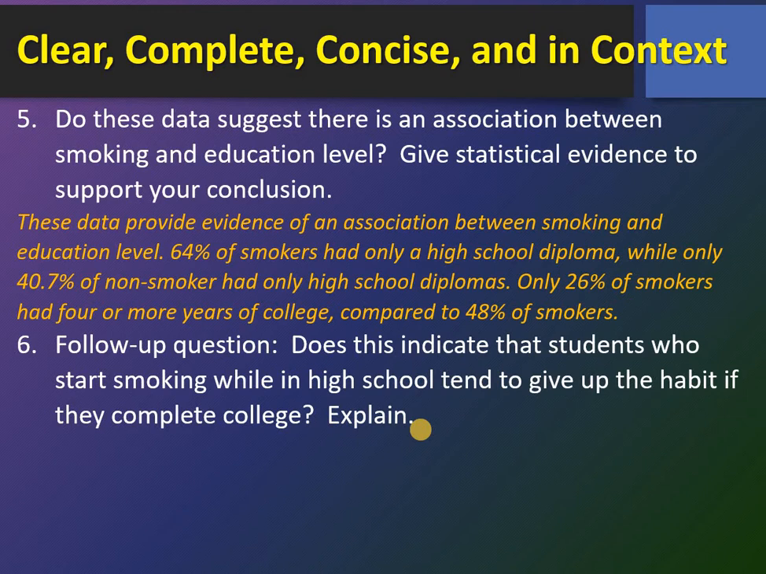Now, if I'm going to say association or not independent, all I need is one example why it's not. So I could have stopped saying 64% of smokers had only a high school diploma, while 40.7% of non-smokers had only a high school diploma. I would say those two are not equal. But do you see how I have numbers in context? That's hugely important. Or you could have done the 26% of smokers had 4 more years of college compared to 48 of smokers. Find your glaring differences.